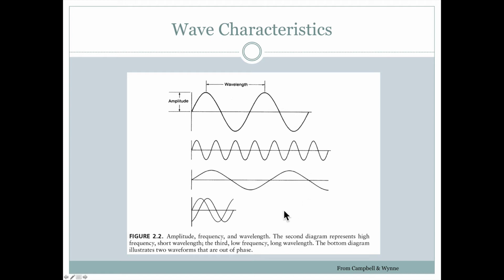One other thing that we sometimes talk about with waves is whether or not two waves are in phase with each other. In phase just means that their high points, their peaks, and their troughs line up with each other. In this example here, we would say these two waves are out of phase because their peaks and troughs do not line up with each other.